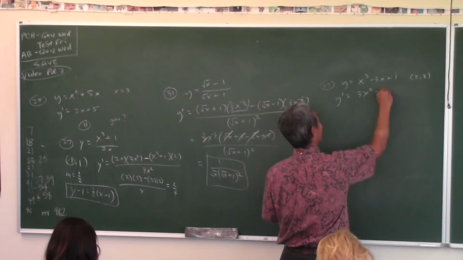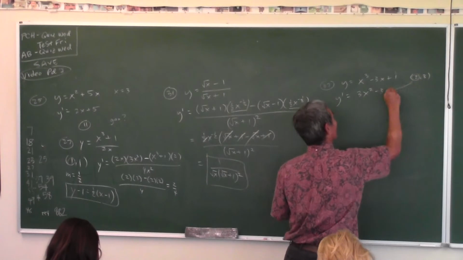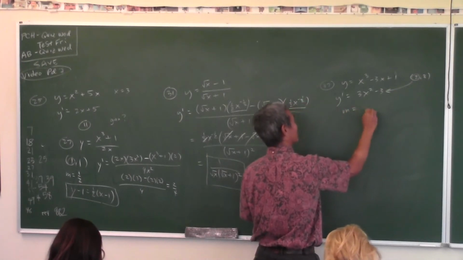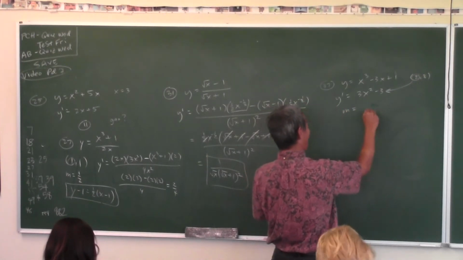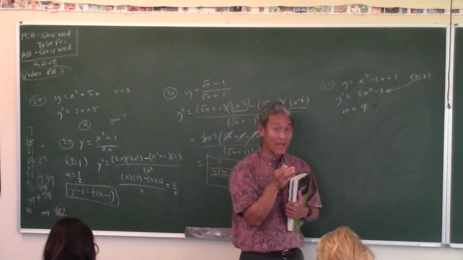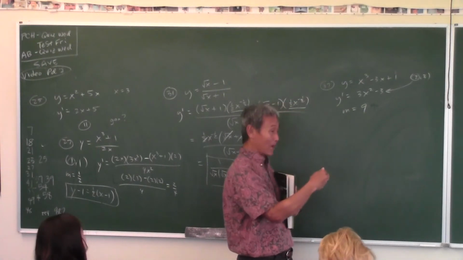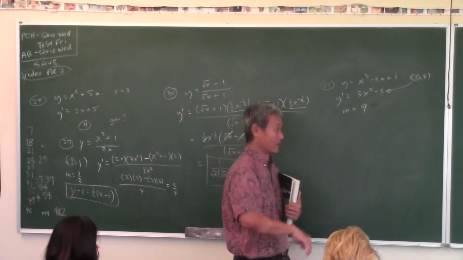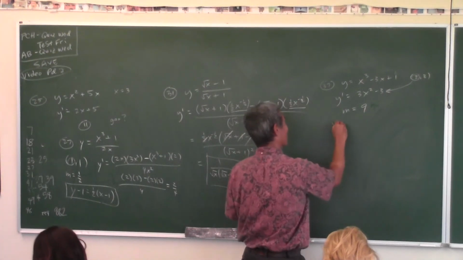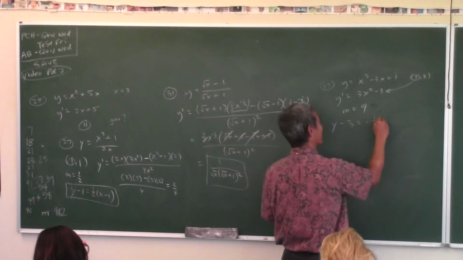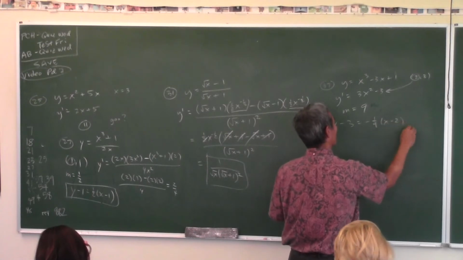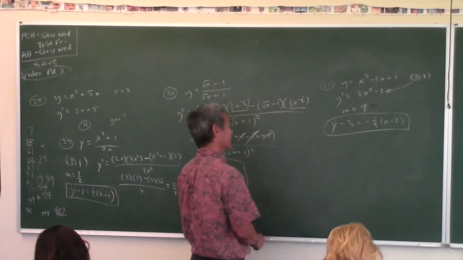3x squared minus 3. Now what happens when I plug 2 into the derivative? What do you get for the slope? 9. Now that's the slope of the tangent line. They want the normal line. So what's the slope going to be? The negative reciprocal of that. So y minus 3 equals negative 1/9 times (x minus 2). Box that. That's the answer.